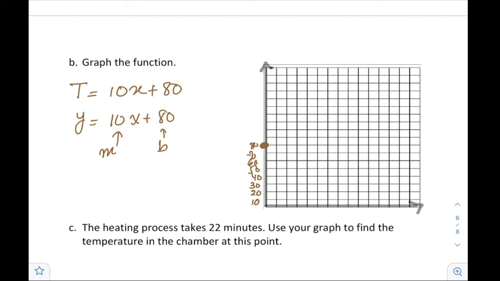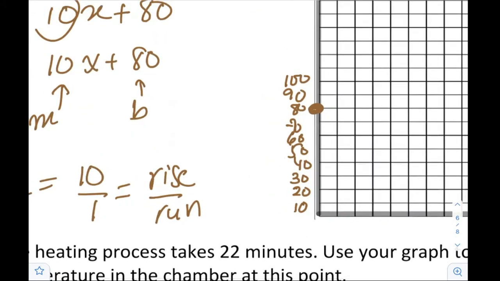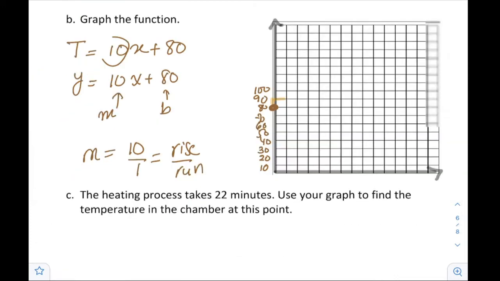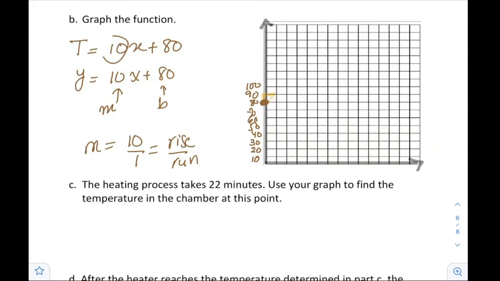And then I will use this slope. The slope is 10, which means rise over run is 10. So this is 80, this is 90, this is 100. 10 rising means I will just go 1 unit up in this exercise, because it is rising up and running 1 unit to the right. So this will be my graph.